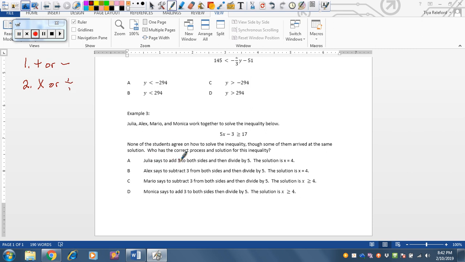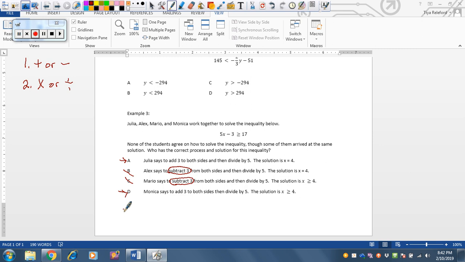So Julia says to add 3 to both sides, then divide by 5. Do you agree with that? I think this could be a good one. Alex says to subtract 3 from both sides. And why are we not subtracting 3? Because it is subtracted. We would want to add. So Alex is wrong. Mario says to subtract 3. And we're not subtracting 3. Monica says to add 3 to both sides, then divide by 5. Oh, that could be true too.